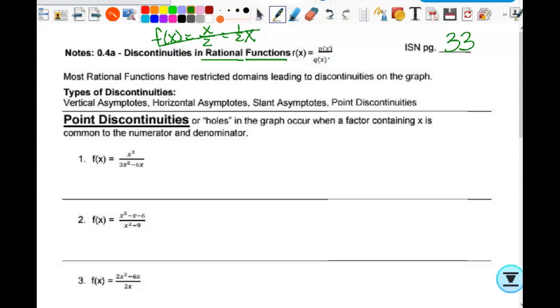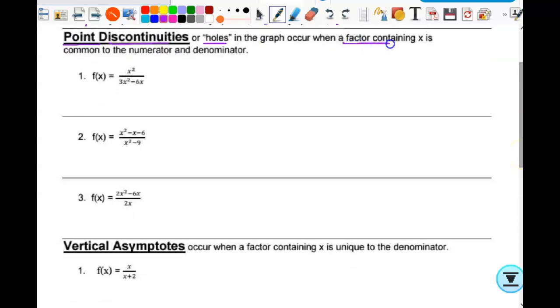Okay. So most, like I said a minute ago, most rational functions have restricted domains leading to discontinuities. And our types of discontinuities are vertical, horizontal, slant, and point, which can also be called removable. Right? So we're going to start with the point discontinuities that give us holes in the graph. So point discontinuities, or holes in the graph, occur when a factor containing x, that containing x part is important, is common to the numerator and denominator. And knowing if it's common to the numerator or denominator is going to be super easy.